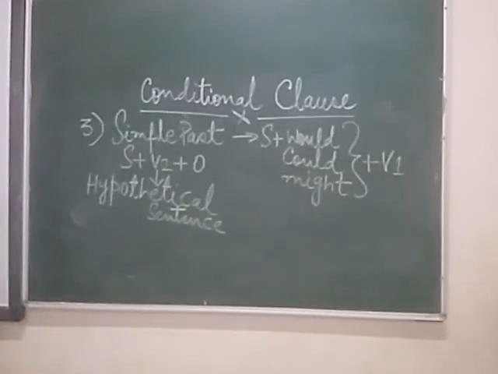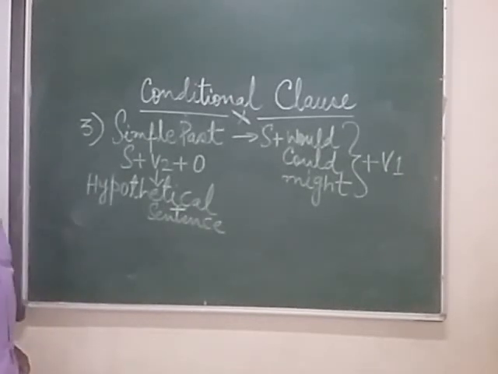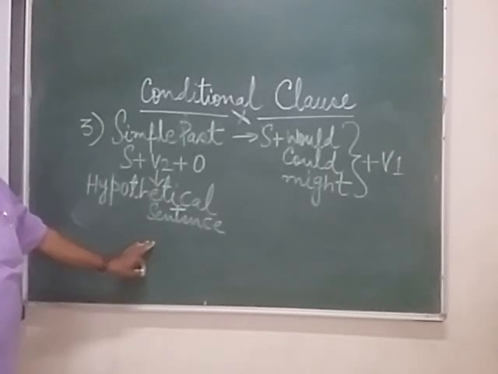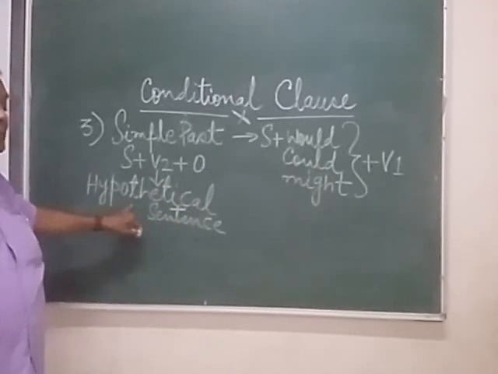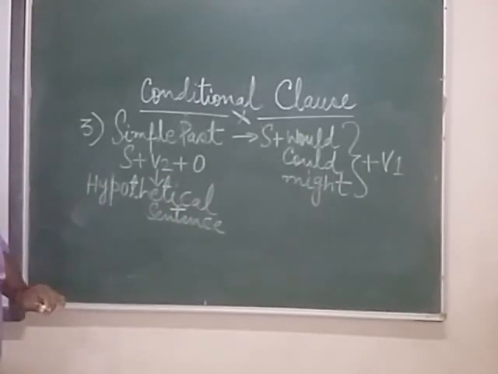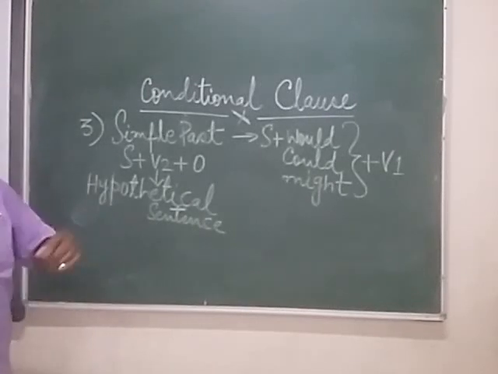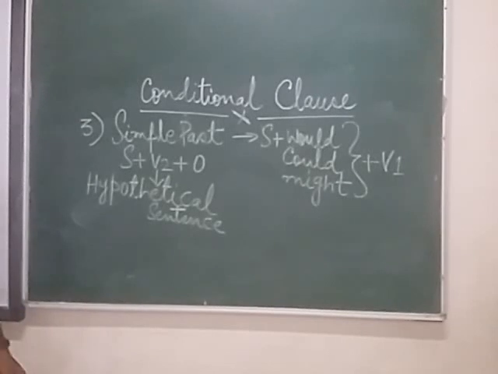So what do you mean by hypothetical? Hypothetical is called an imaginary sentence. You can imagine. That is called the unreal sentence. So this sentence is a hypothetical sentence, an imaginary sentence. You can imagine over there. So I want to tell you one more thing which is very important.